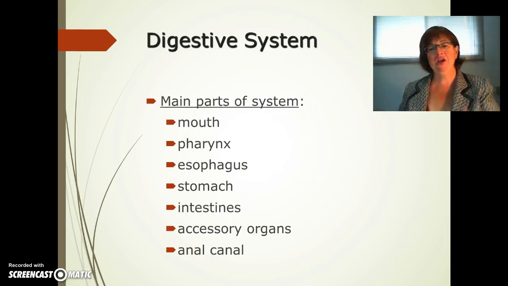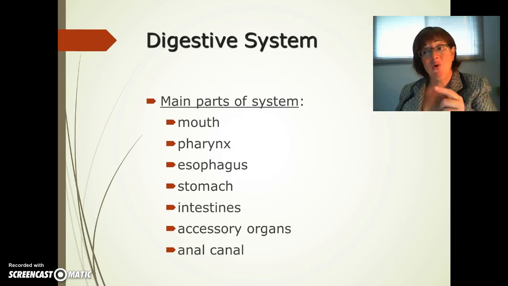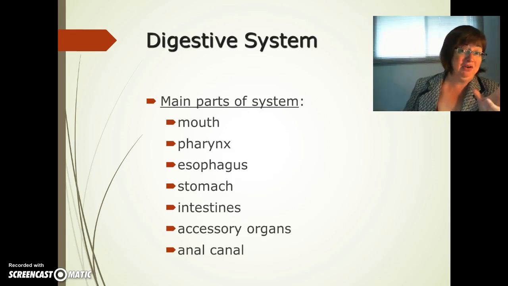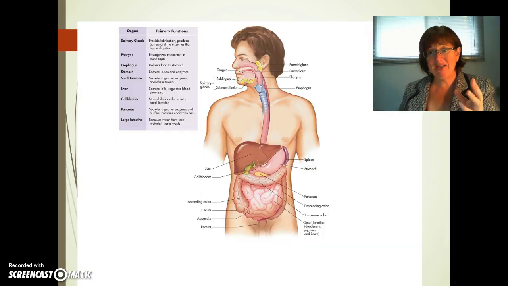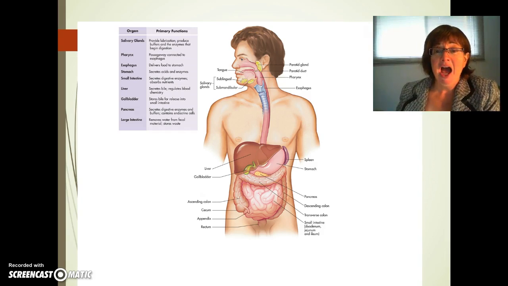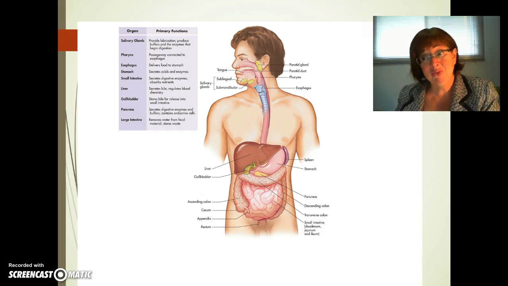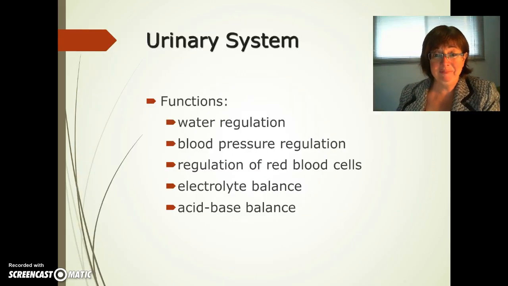Good. Your main parts are your mouth, your pharynx, your esophagus, your stomach, your intestine, your accessory organs, which are your liver and pancreas. We'll talk about that. And then your anal canal, which is your rectum. There are your parts, so you can become familiar with them now. More detail in the digestive unit.